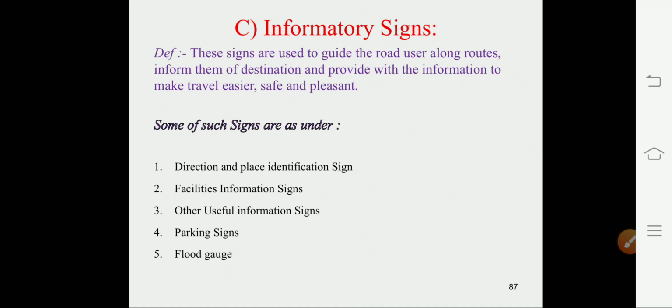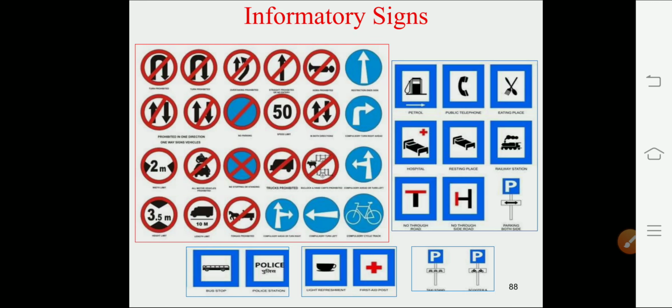Then informatory signs. These signs are used to guide the road users along routes, inform them of destinations, and provide them with the information to make travel easier, safe, and pleasant. Some of the signs are of this kind. If there is a hospital, it will show the symbol of a hospital, like a bed and plus sign. If there is a hotel, they will show you the spoons.